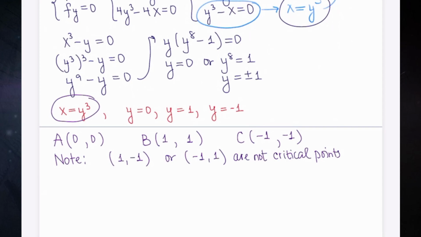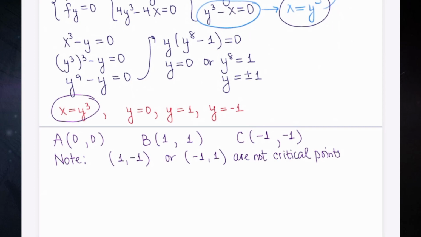Okay, so we might be tempted to include them also as points. It's not always going to be the case. Okay, if x is equal to y, yes, then we would include those combinations. But that's not the case. X is equal to y cubed. Okay, so we cannot have that alternating sign in there. So these are the 3 points that we need to consider.